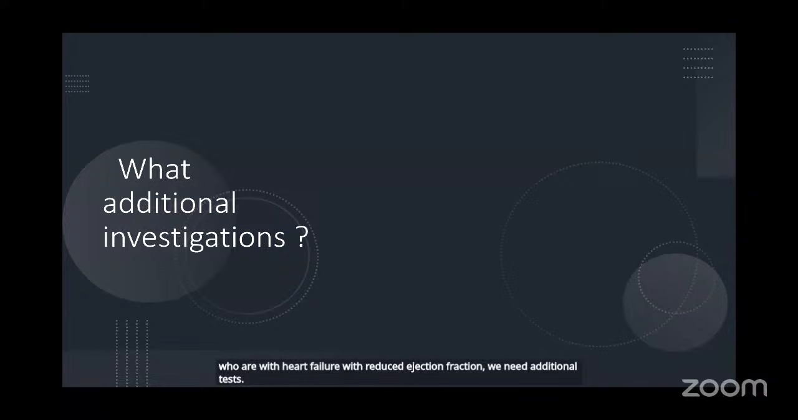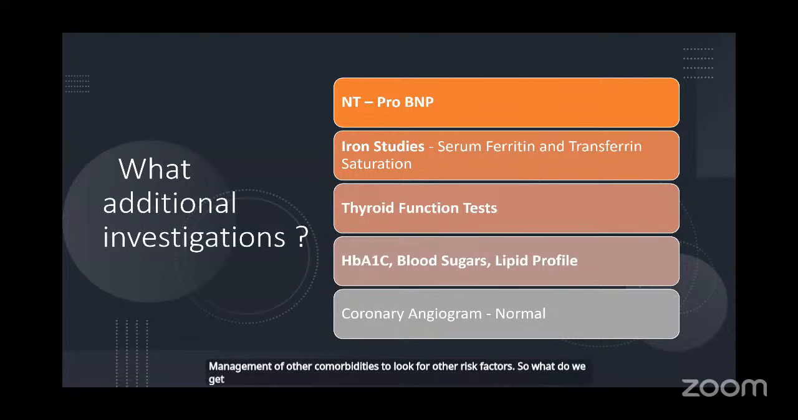Tests prognosticate our patient, tests to know the management of other comorbidities, to look for other risk factors. So what do we get? We investigate our patient for NT-proBNP. In an OPD patient, a value less than 125 helps us rule out heart failure, whereas a value of more than 125 picogram per ml rules in heart failure.